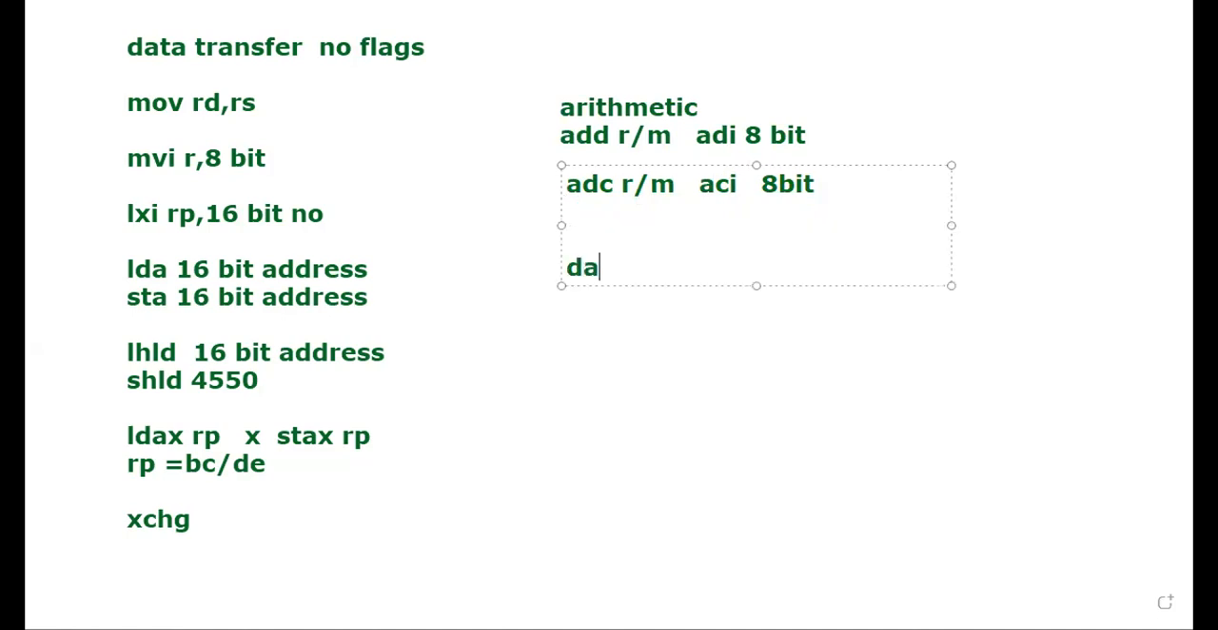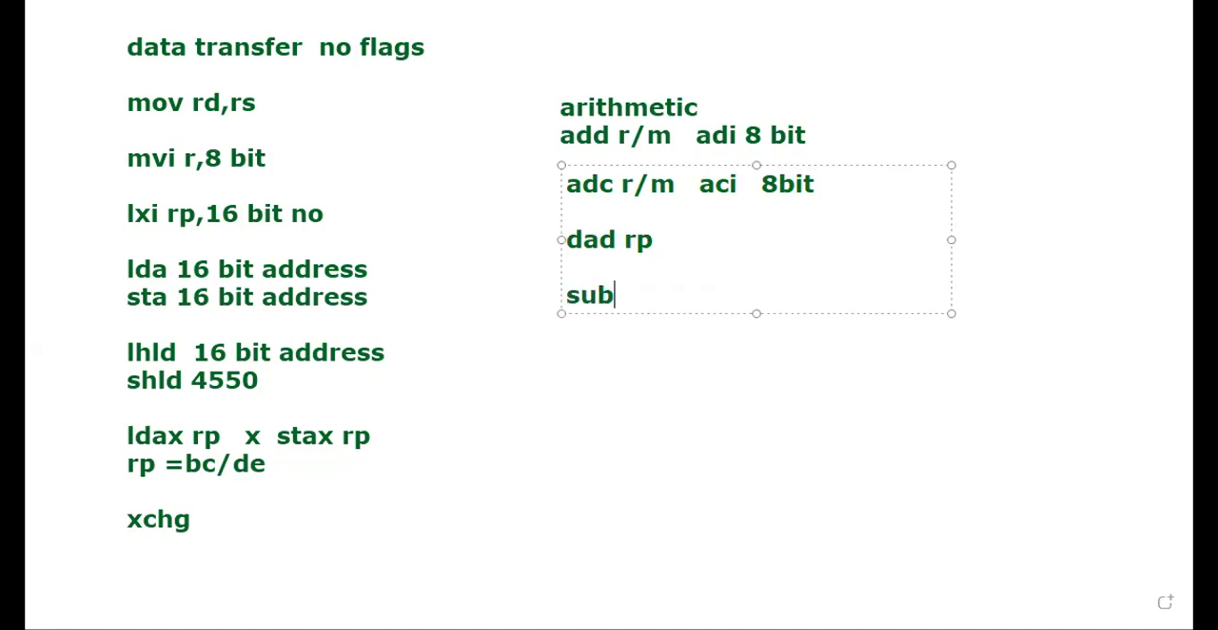Then you have the DAD instruction, DAD RP. The basic full form is double addition. The contents of the HL will be added with the register pair. Register pair can be BC, DE, HL or SP. Then the answer will be in the HL register. Only carry flag is affected with this DAD instruction. ADD मध्ये accumulator मध्ये answer असतं, 8-bit addition असतं, DAD ला 16-bit addition असतं.